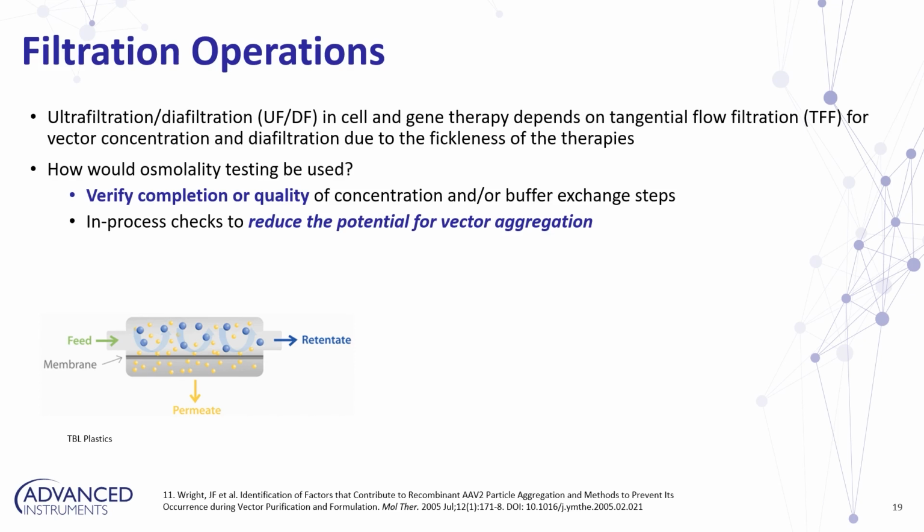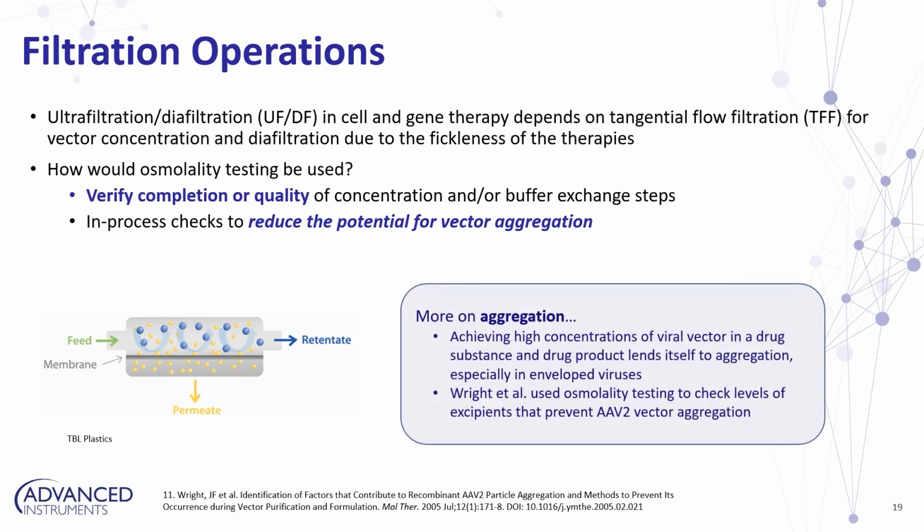Additionally, we are looking for insight or a collaboration which can look at osmolality as a potential parameter used to check and minimize vector aggregation to generate more data to support this publication listed. The specific study here looked at using osmolality to check the levels of different excipients, such as magnesium sulfate, sodium chloride, arginine and lysine to name a few, which can all prevent aggregation of AAV2 vectors.